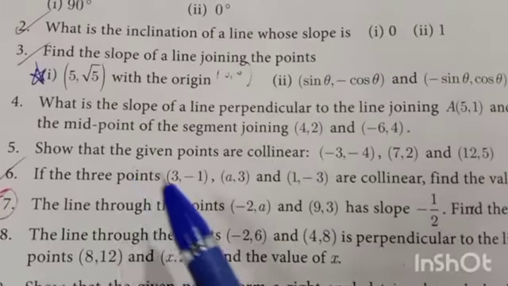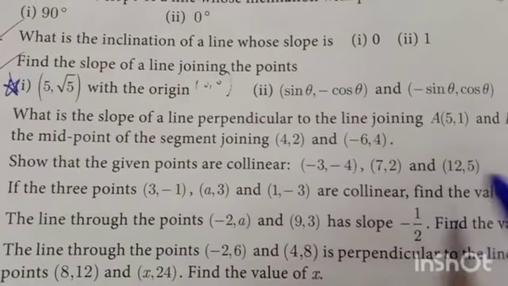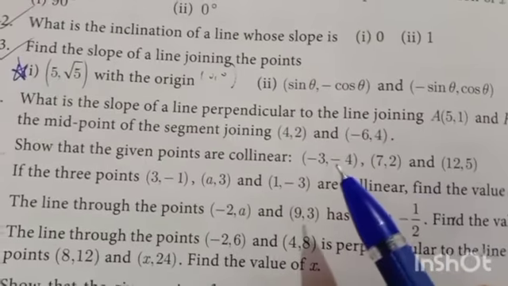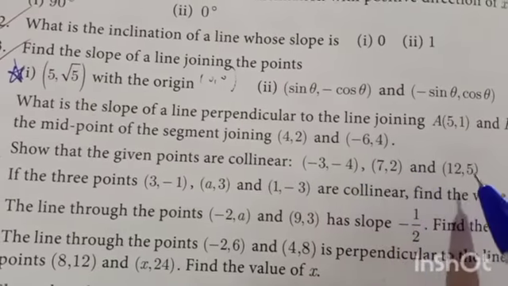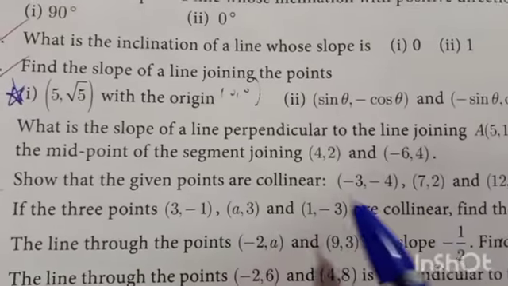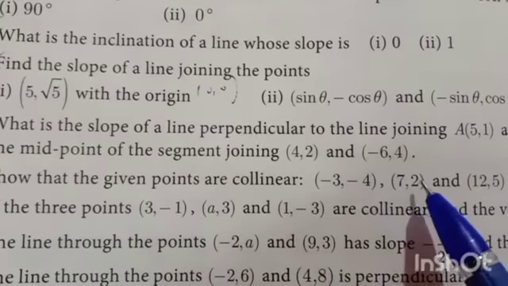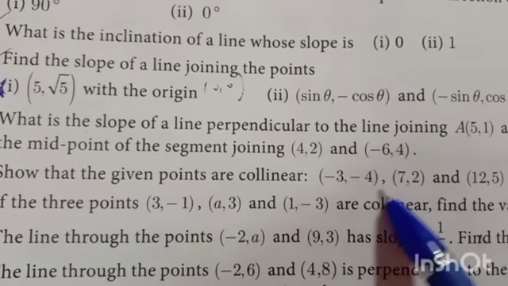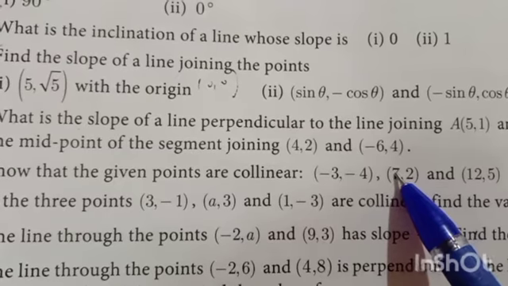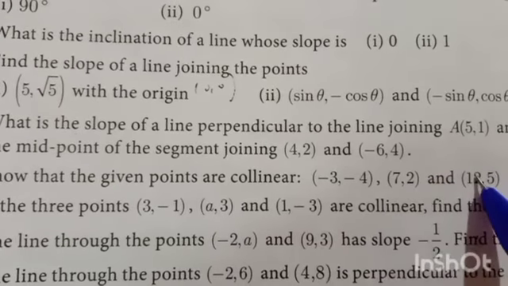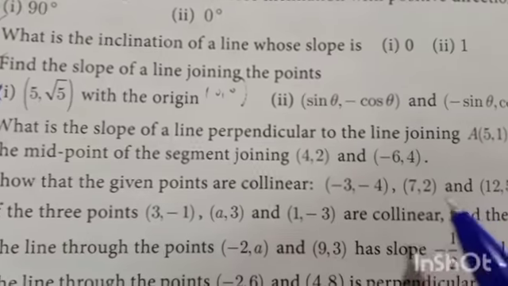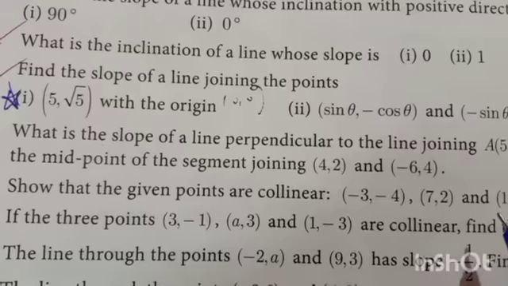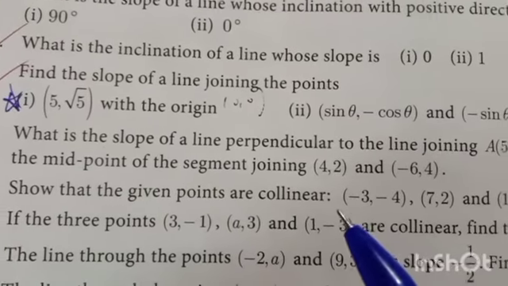Now, fifth question. Show that the given points are collinear. Three points are given: (-3, -4), (7, 2), (12, 5). Consider these as points A, B, C. How do you prove these three points are collinear? Slope of AB is equal to slope of BC. You consider the first two points and find the slope, then consider the other two points and find the slope. Then compare the two slopes. If the two are equal, we say the given points are collinear.